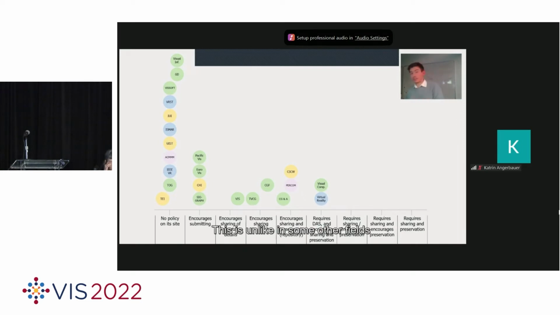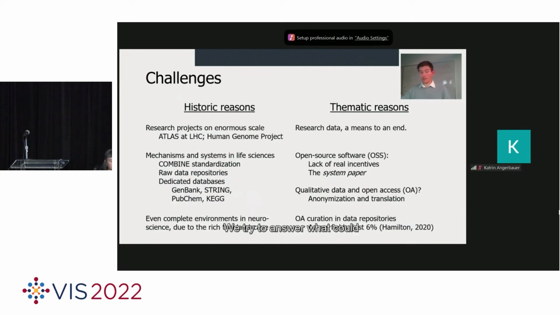This is unlike in some other fields where they do rely on visualization but have their own dedicated repositories. For instance, in astronomy, in atmospheric science, in oceanography. And we sort of try to answer what could be the reasons for those apparent challenges. And there are basically two types of reasons, historic and thematic.